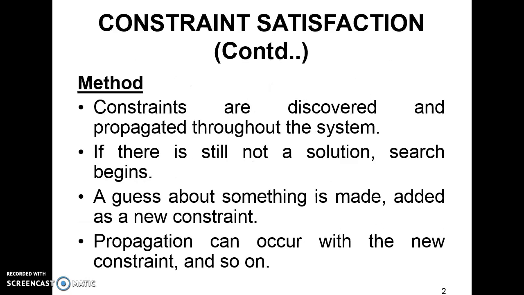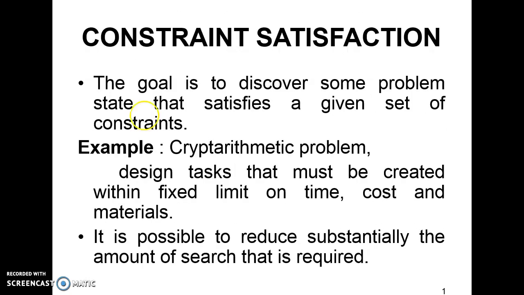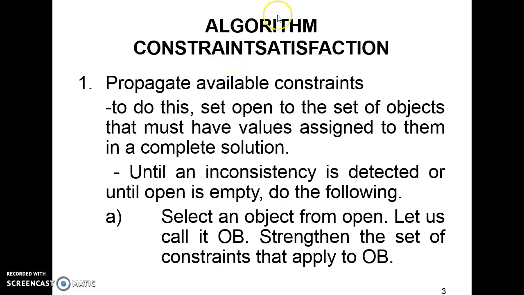So in constraint satisfaction, the goal is to discover some problem state that satisfies a given set of constraints. The algorithm for doing this is, first of all, whatever constraints are available to us, we will try to strengthen them. That is, we will write them clearly in one place, and we will check that there is no inconsistency in the already available state of each of the constraints. Then we will select one open constraint for which we want to find the value, call it OB, and try to strengthen this constraint from whatever knowledge we have.